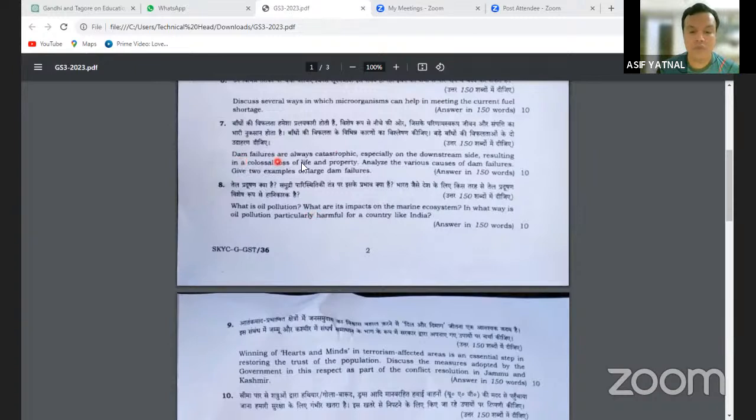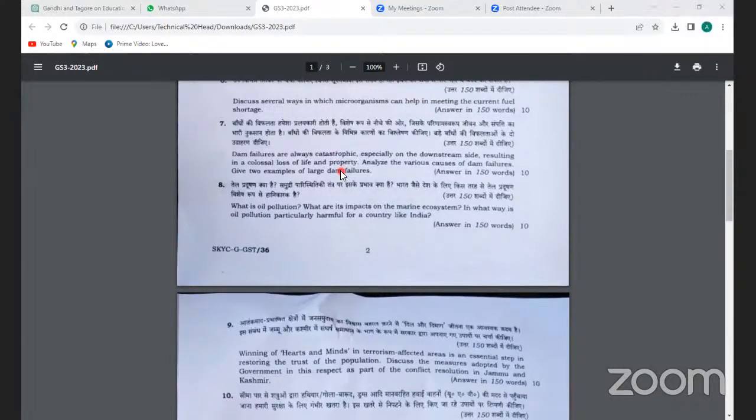Dam failures are always catastrophic, especially on the downstream side, resulting in colossal loss of life and property. Was there any dam failure in India in recent time? Yes, ओमकार अनंत, recent time में कोई dam failure हुआ था इंडिया में जिसकी वजह से there was a disaster in India. In which state this dam failure took place? It has happened in Uttarakhand and Himachal Pradesh. Right? Some in Himachal, and after that there is in Uttarakhand, Haridwar district also.